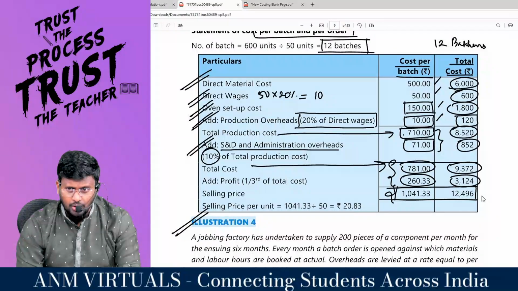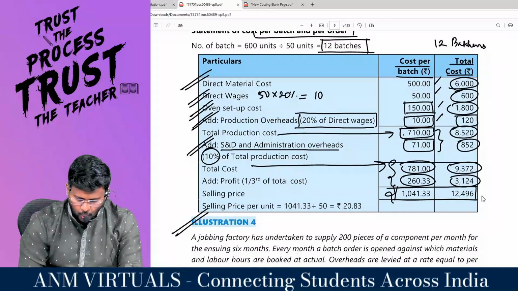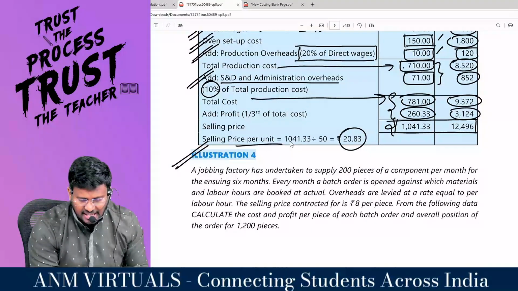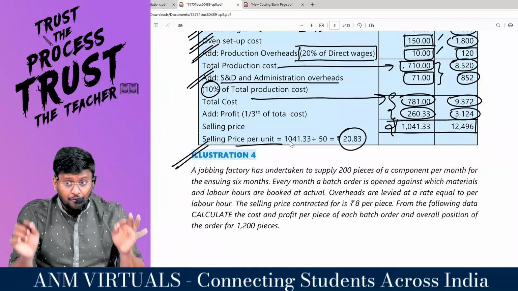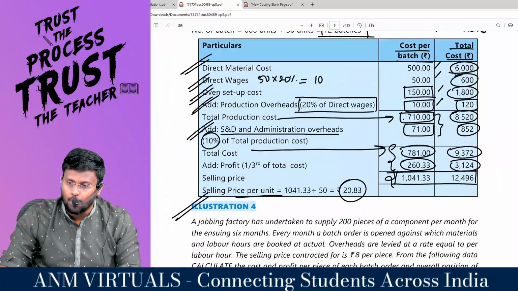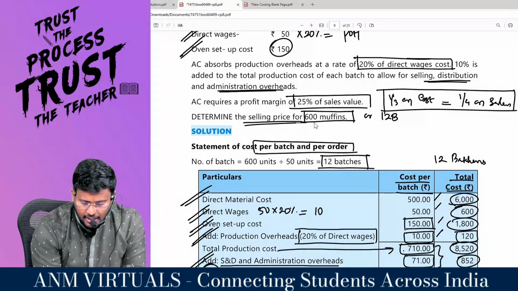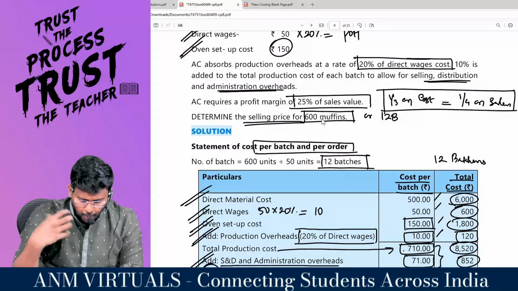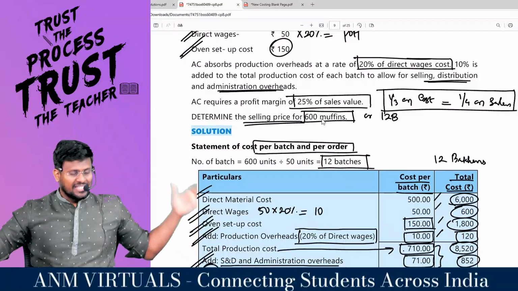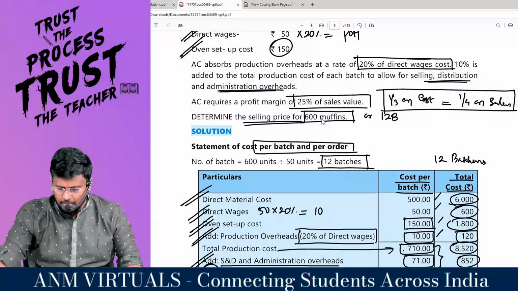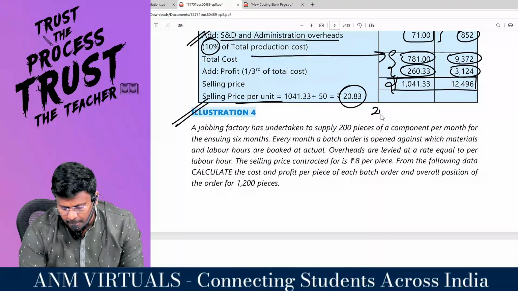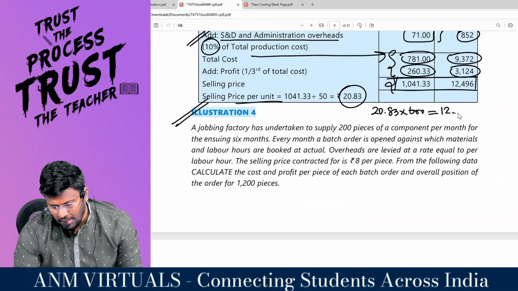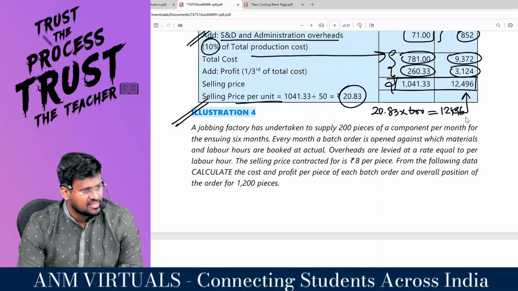Every batch constitutes 50 muffins. So calculator, 1041.33 divided by 50 comes to 20.83 as the selling price per unit. For every muffin, you have to charge 20.83. The question asks to determine the selling price for 600 muffins, so if I multiply by 600, I will get the total sales value. 20.83 into 600 comes to 12,496. Are you all really with me?